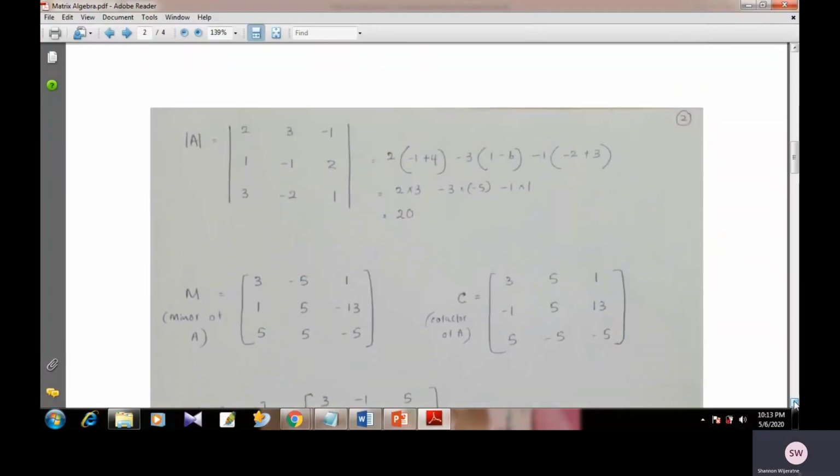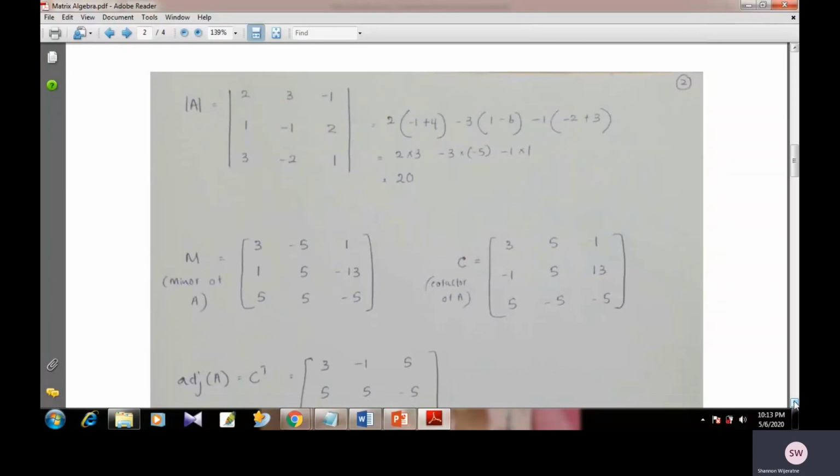So this is how you find the inverse of the 3 by 3 matrix. First we find the determinant of A. We have already discussed how to find the determinant of a 3 by 3 matrix, so I'm not going to explain this one again. The determinant of this 3 by 3 matrix is equal to 20. And then we have to find the minor of A. Minor of A means you have to find the minor of each of these 9 elements here.